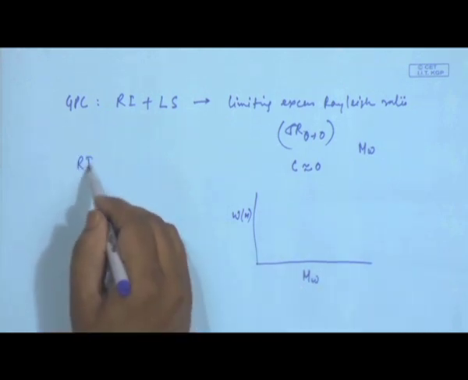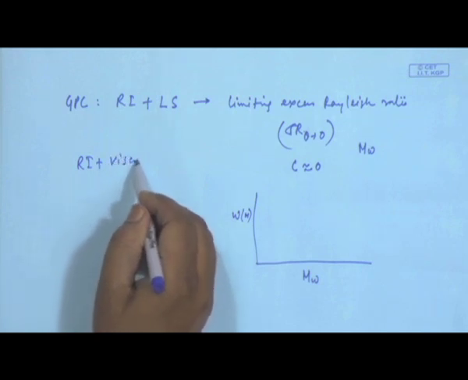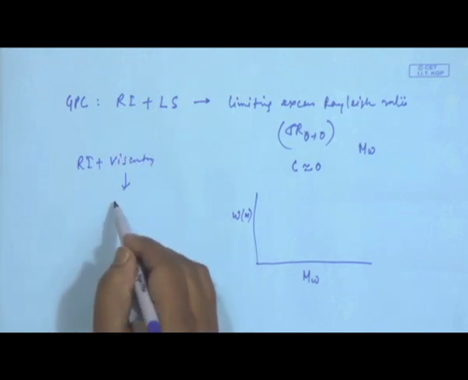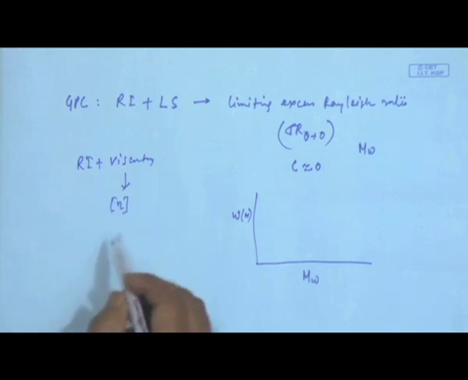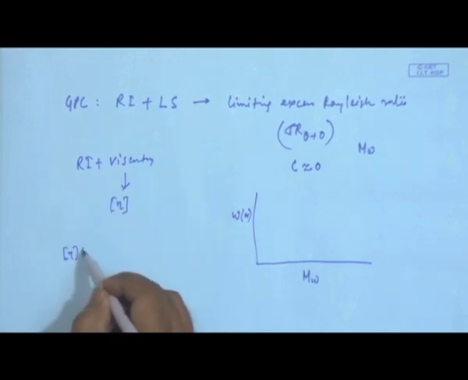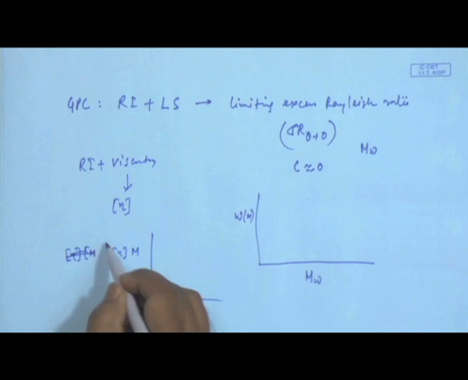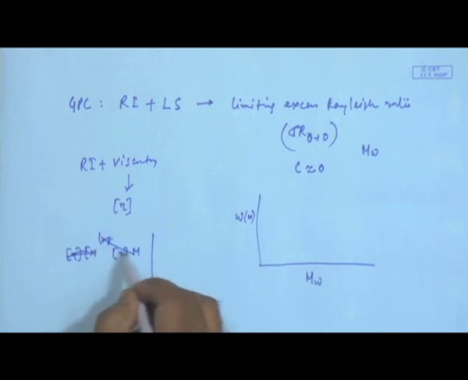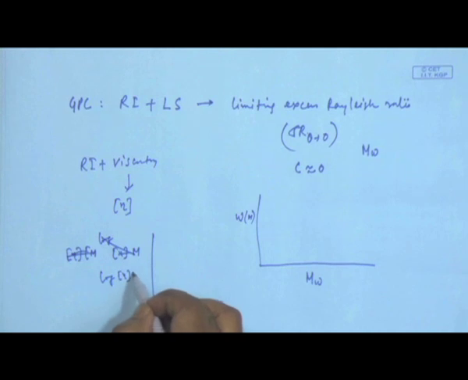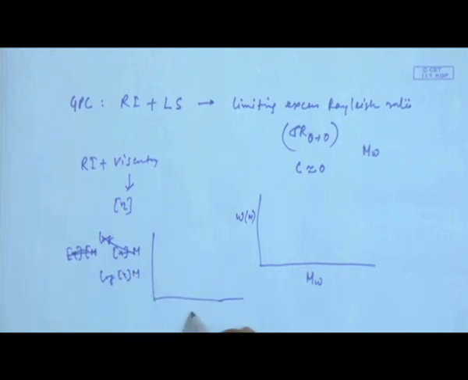Similarly, if we have RI plus viscosity, then the viscometer in real time gives the eta value, and then we can use the universal calibration curve to find out this molecular weight distribution.